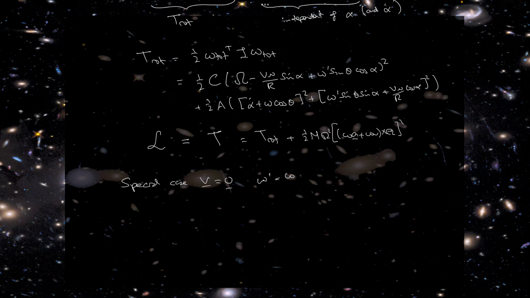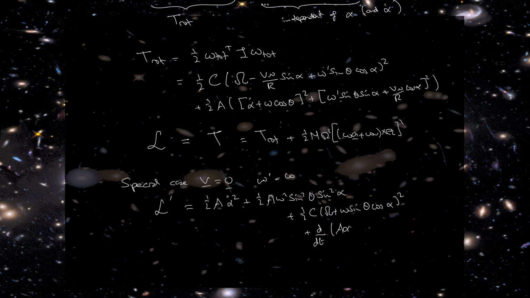we can have a new Lagrangian, just dropping terms from the original Lagrangian, which are constant. So we have L prime as a half a alpha dot squared, there's a half a omega squared sine squared theta sine squared alpha, I've used a trig identity there, plus a half c into omega plus little omega sine theta cos alpha all squared. And then we have the total derivative of a alpha omega cos theta, which corresponds to the cross term when I expand that term there. I've also dropped this term because it doesn't depend on alpha and alpha dot, so it doesn't make any difference to the equations of motion.